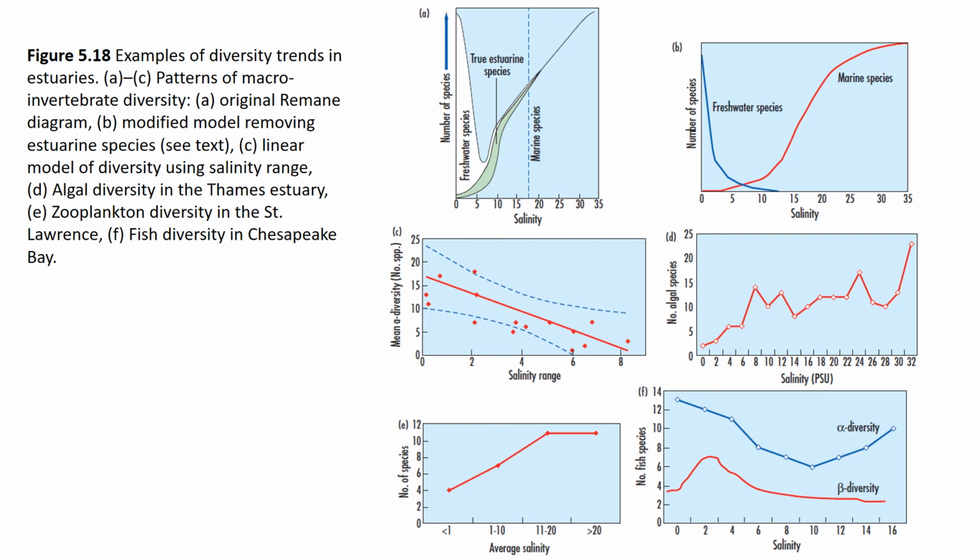Similarly, in estuarine systems, we see a transition from these freshwater species at very low salinities to fully marine species at the higher salinity range.